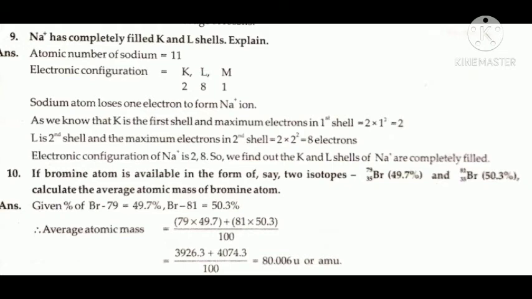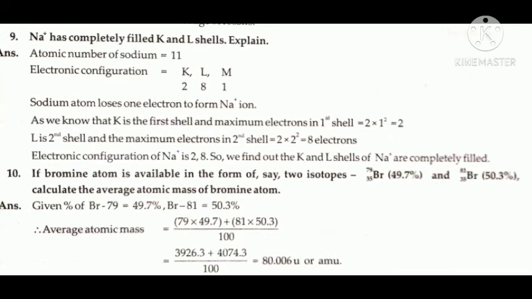Question number 10. If bromine atom is available in the form of 2 isotopes, Br with atomic number 35 but with mass numbers 79 and 81 in the ratio 49.7% and 50.3%. Calculate the average atomic mass of bromine atom. Answer. Given percentage of bromine 79 is equal to 49.7%. Bromine 81 is equal to 50.3%.